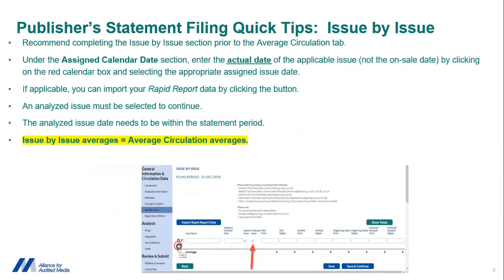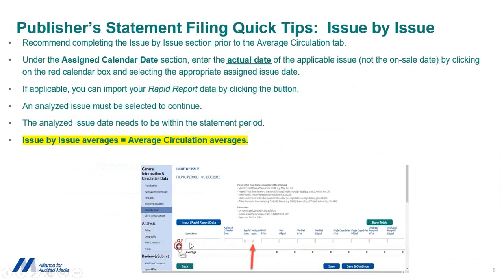The next section is issue by issue. This is kind of small, and you'll see this more in our live demo, but after rate base is average circulation. I skip to the issue by issue, and I highly recommend that you do the same, because what information you put in the issue by issue is going to dictate what averages you're going to put in the average circulation section. So I highly recommend that you start with the issue by issue first.